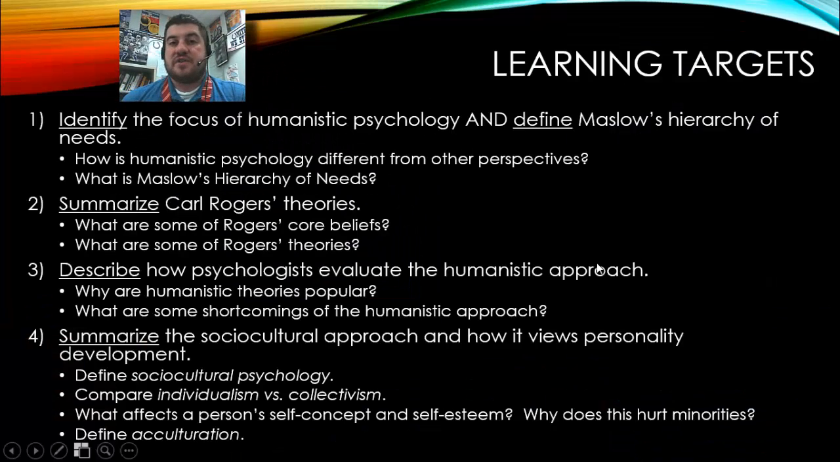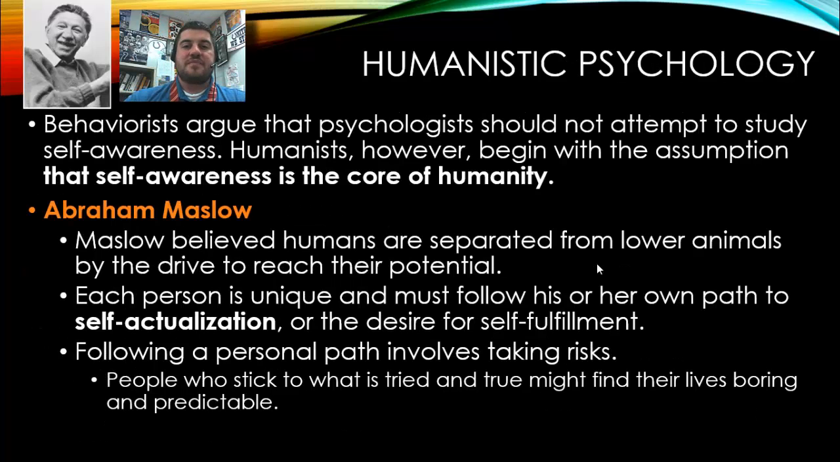Here are your learning targets for today. We will identify what the focus of humanistic psychology is and discuss Maslow's hierarchy of needs, which is pretty important. We'll summarize Carl Rogers' theories on humanism. We'll describe how we evaluate the humanistic approach, and we will then summarize the sociocultural approach and how it views personality development. So let's begin.